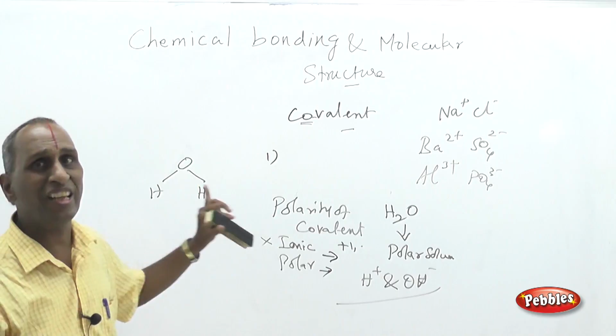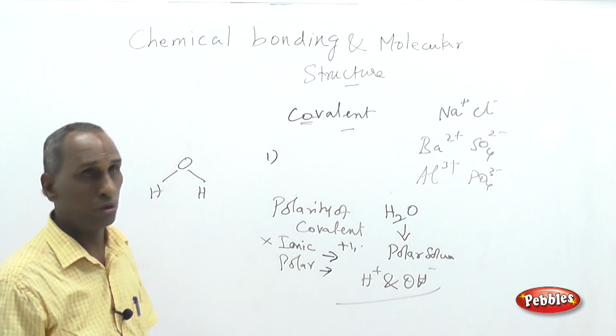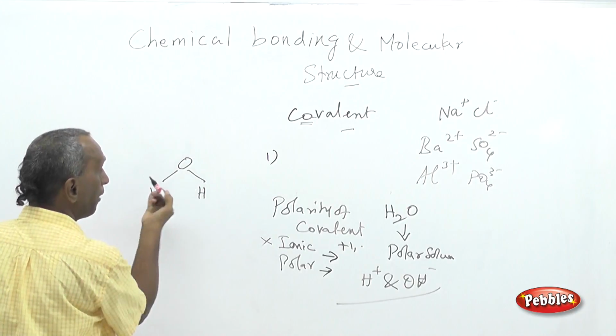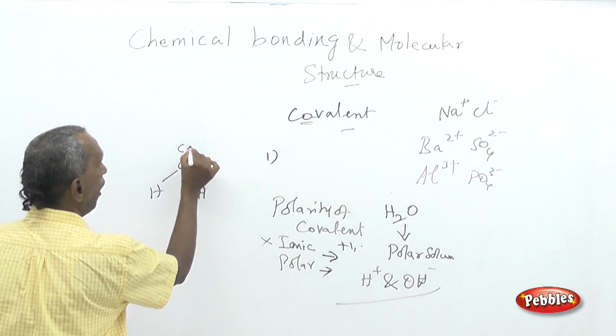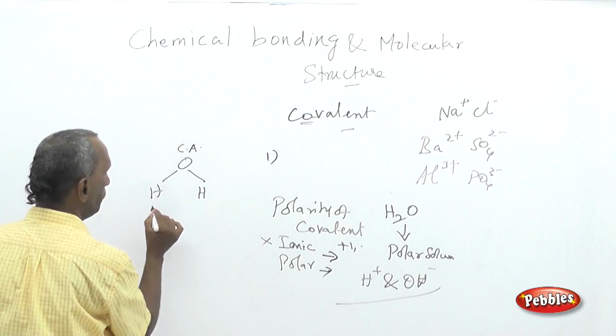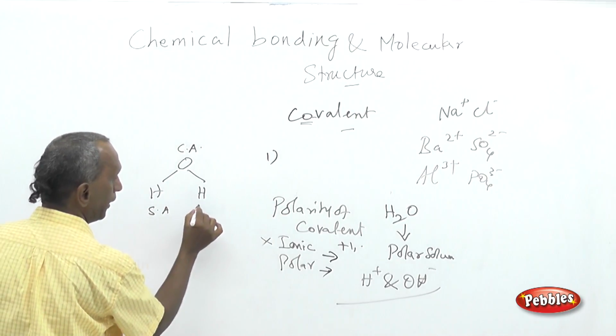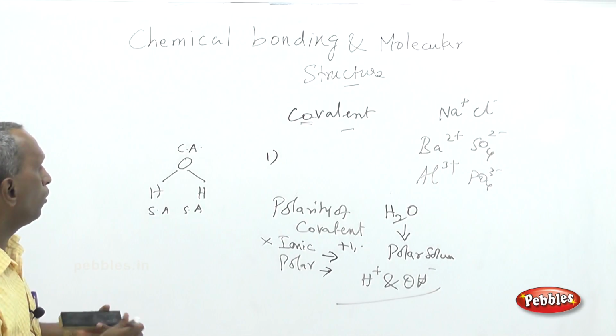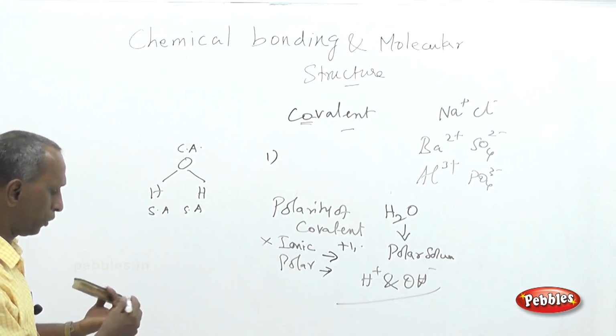Now, water is a non-linear molecule. So this is the structure for water. There is one oxygen atom connected to two hydrogen atoms. The oxygen atom is called the central atom, and hydrogen is called the surrounding atom. Each oxygen atom in a water molecule is surrounded by two hydrogen atoms.